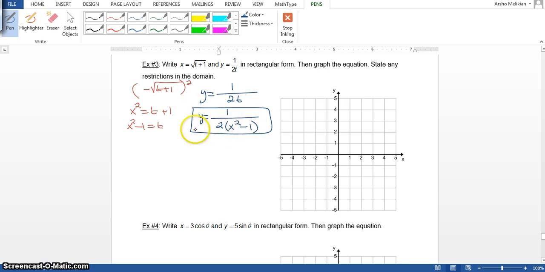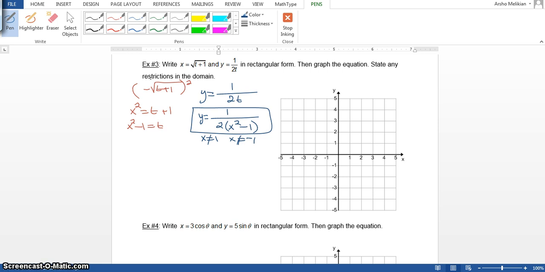Now, it says state the restrictions in the domain. In this case, the denominator is going to equal 0 for which points? x equals 1 and x equals negative 1. Therefore, the restrictions are that x can't equal 1 and x can't equal negative 1. You can distribute, but you don't have to. In either case, the restrictions will be the same.